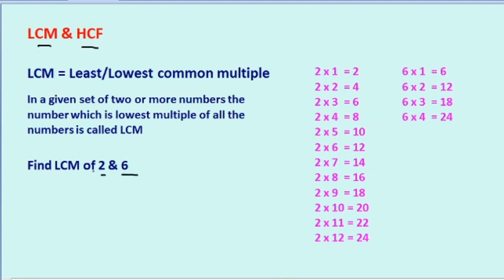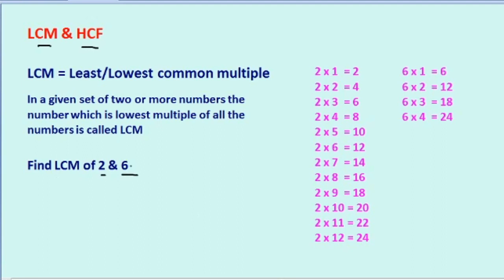Now I have two numbers here. One is 2 and another is 6. So the multiples of 2. What are multiples of 2? 2, 4, 6, 8, 10, 12, like this. Whatever comes in the table of 2 will be a multiple of 2. Like here, 2 ones are 2, 2 twos are 4, 2 threes are 6, like this. I have written it till 24.